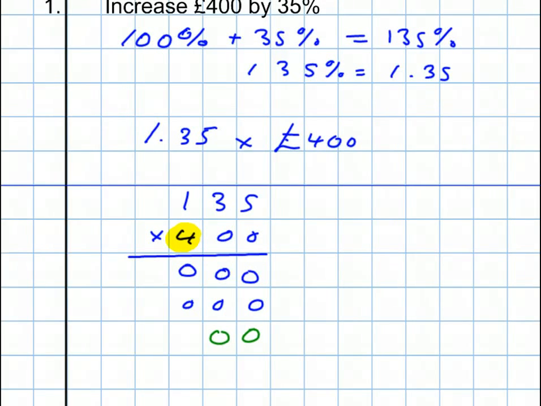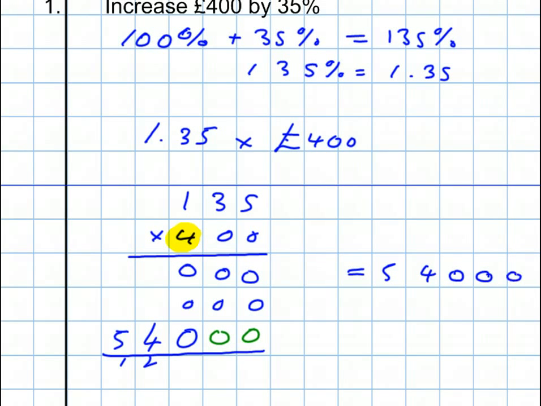4 times 5 is 20. Put another 0 there, carry the 2. 4 times 3 is 12, add 2, 14. 4 times 1 is 4, add 1, 5. So my answer is 5, 4, 0, 0, 0.